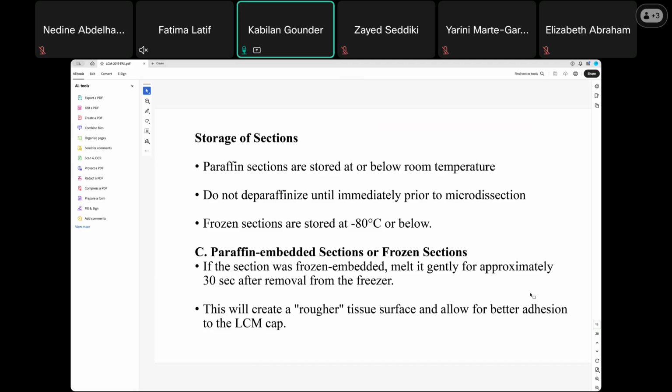Of course, storage is very, very important. Most of the time we are not going to do all the experiments on the same day. Sometimes we cut the sections and cannot go for further experiments, so in the meantime we have to store them. If it's a frozen section, we can place it at -20, or if it is a paraffin section, you can store it at room temperature.